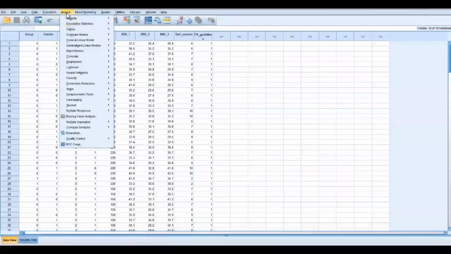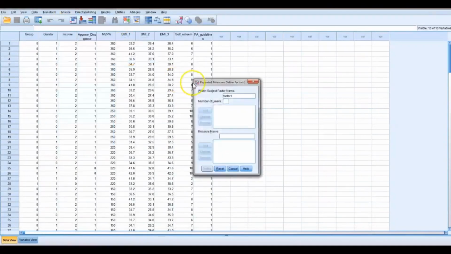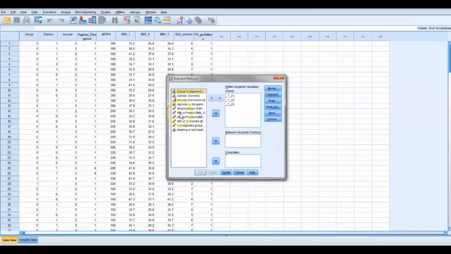I would just go to analyze, again, general linear model, so GLM, repeated measures. And now recall that I have to tell this what I want my factor name to be. I'll just say it's time, and I took measures at 3 different time points, so my dependent variable was collected at 3 different time points. And now I have to choose to define this. And again, we want to highlight BMI at pre-test, post-test, and 12 months, in order in my data set. I just highlight those 3, move them over. My between subjects factor is group assignment, and we move that over into the between subjects factor.